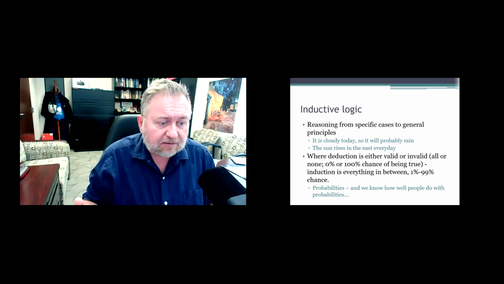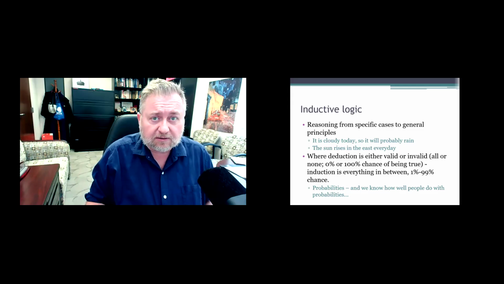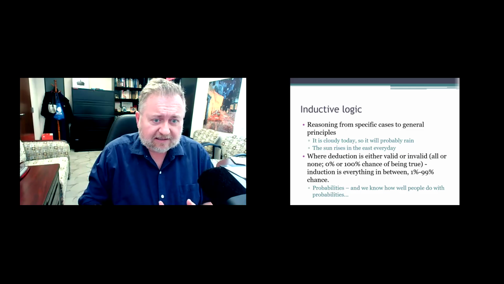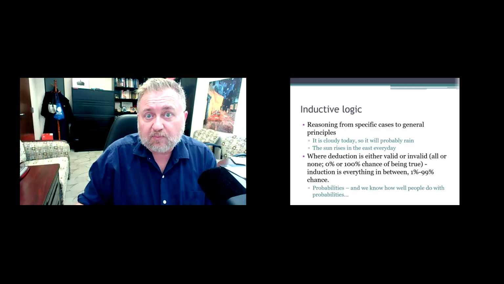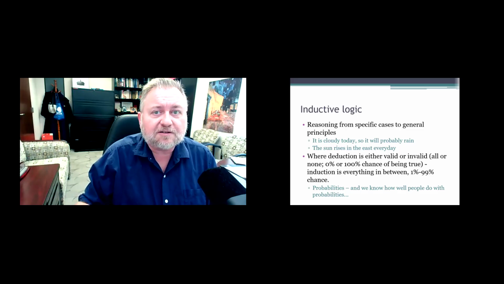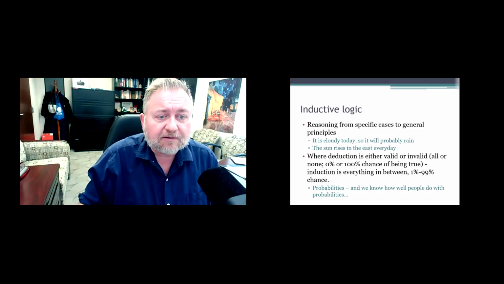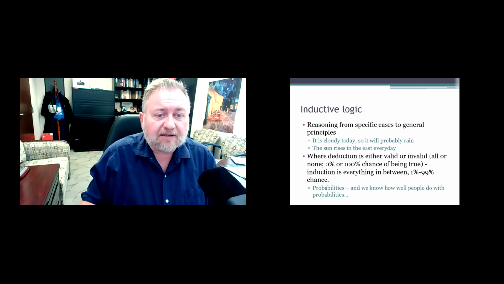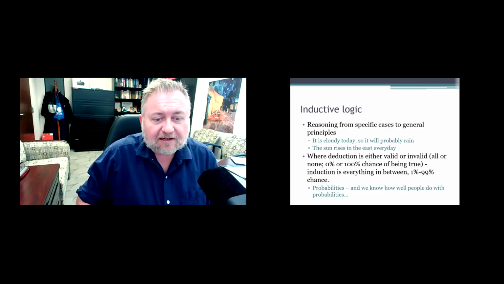I oftentimes like to compare this to pattern recognition, right? Pattern recognition is when I see something happen and then I see another thing happen and I say, these two things have something in common. So that means they're sharing a pattern, right? And as I see this thing happen again and again and again, I'm starting to notice the pattern. So I'm thinking, what's causing the pattern? If I make a statement about what I think is causing this pattern, that's the general statement, and that's inductive logic. So one example of this is the cloudiness, right?